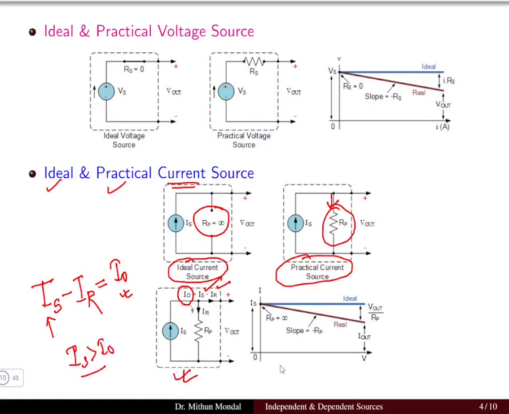So if we draw the current-voltage relationship of an ideal and the practical current source, if the source current remains constant, then that is known as an ideal current source.